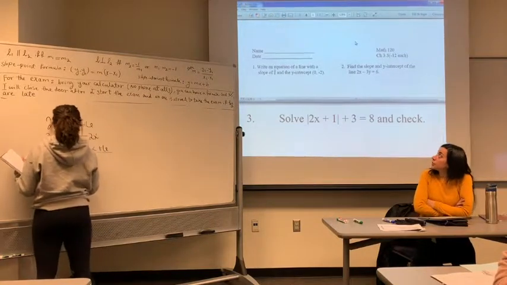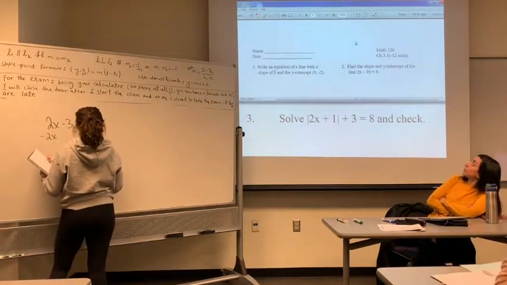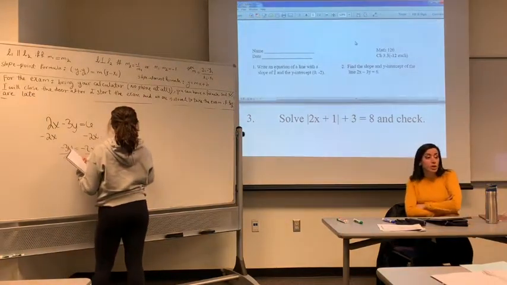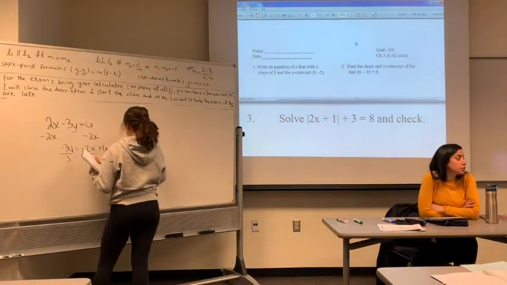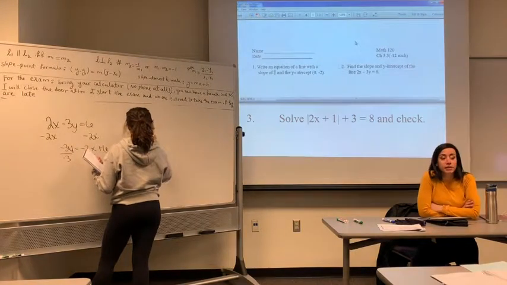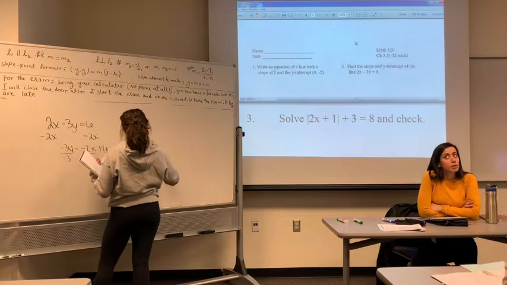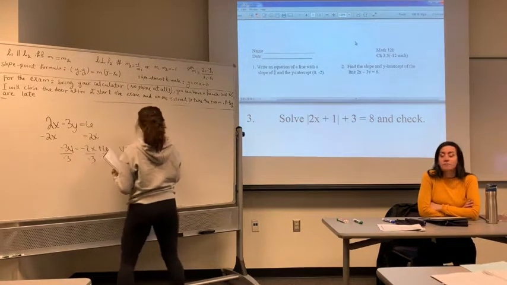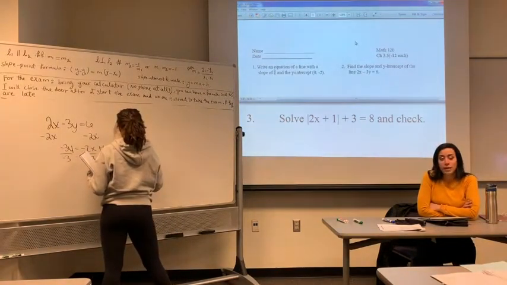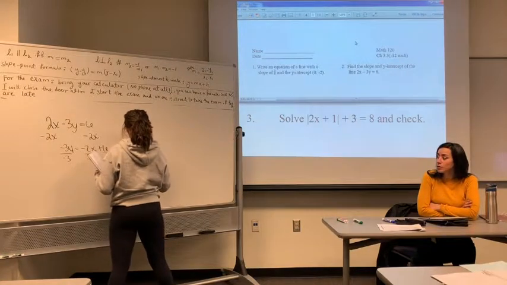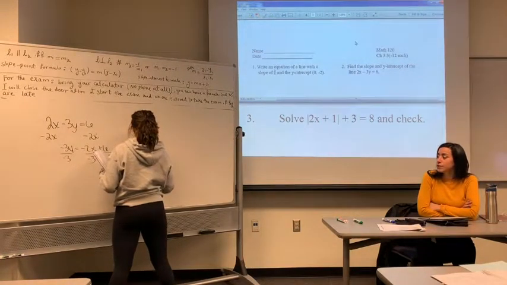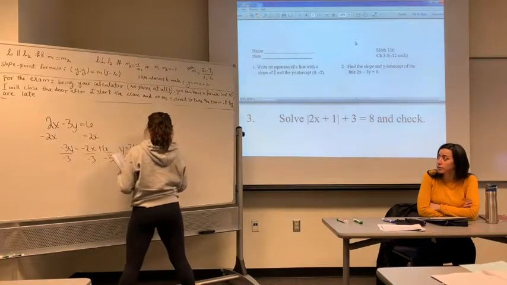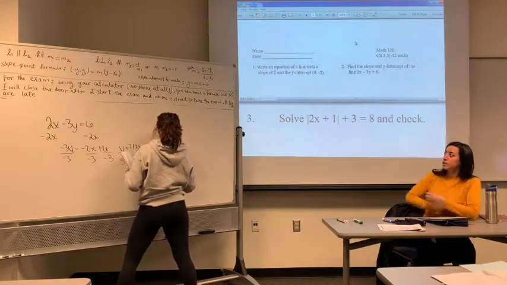So now she's solving number 2. It says find the slope and y-intercept of the line 2x minus 3y equals 6. So she just needs to rearrange everything and make it like a slope-intercept formula. Correct? Yes. And then she will find the slope, which is the coefficient of x, and then she will find the y-intercept, which is b in that formula.